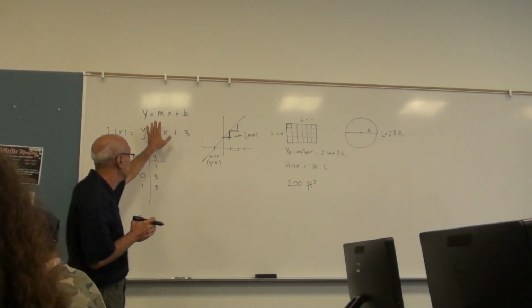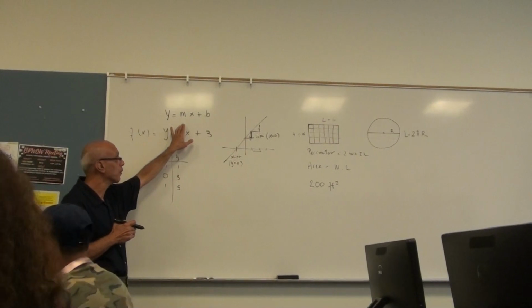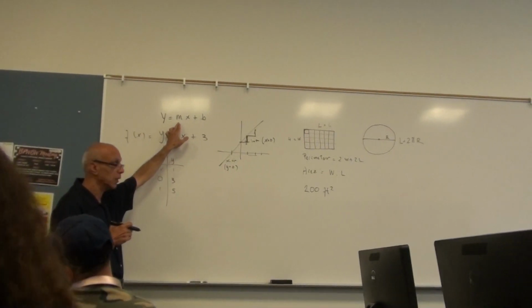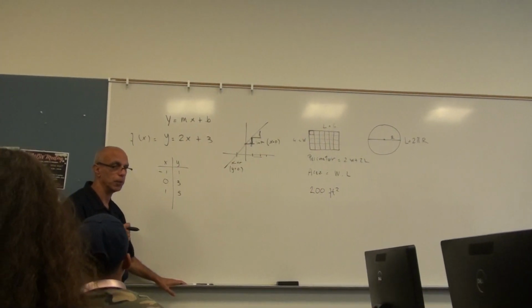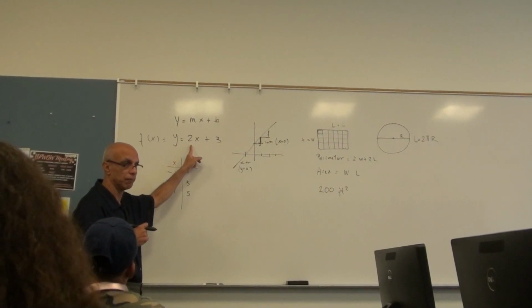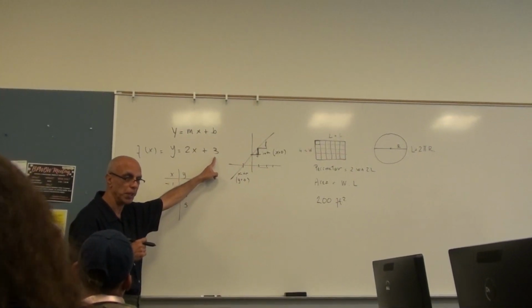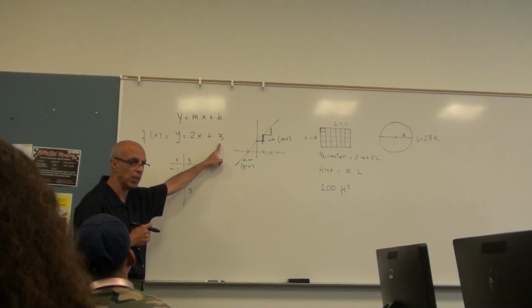Last time, we came up with this formula here, the slope-intercept form of the linear equation, okay? And this is an example. The slope here is 2, and the y-intercept is 3. How do we graph that?